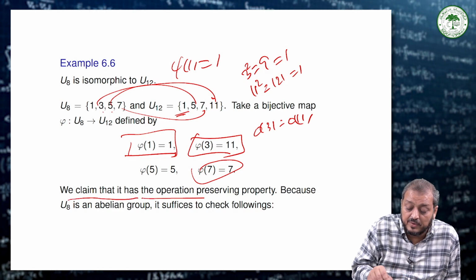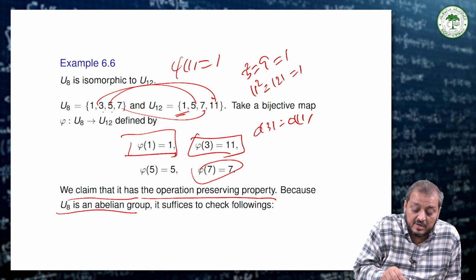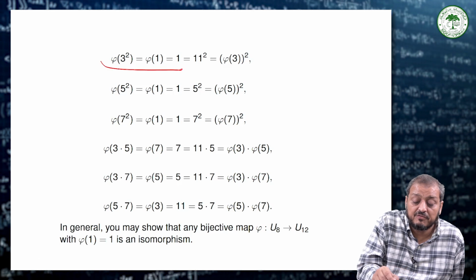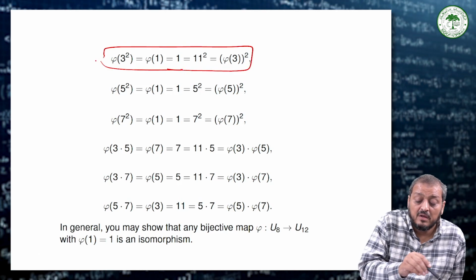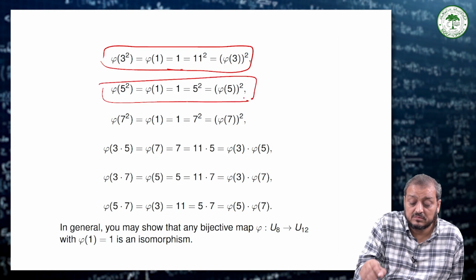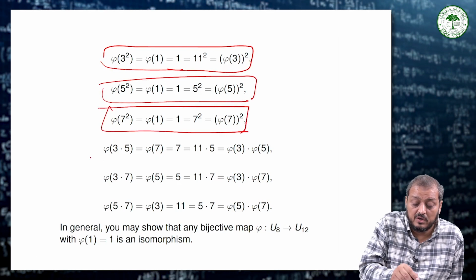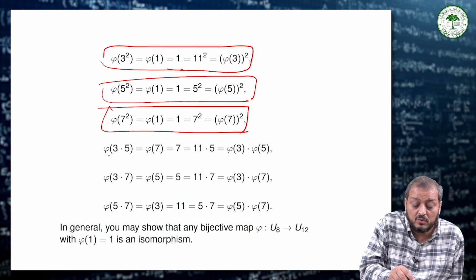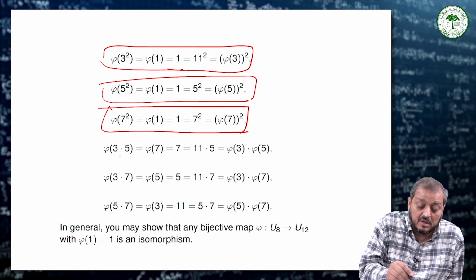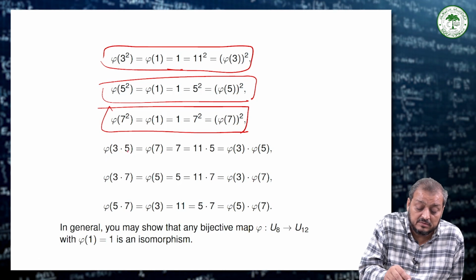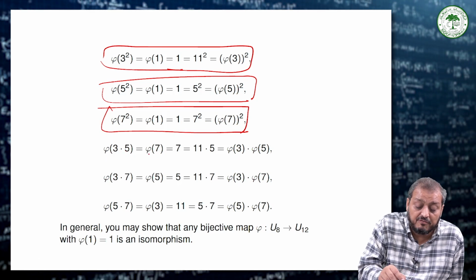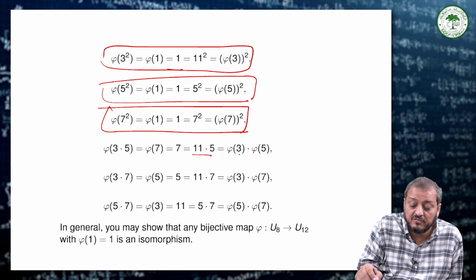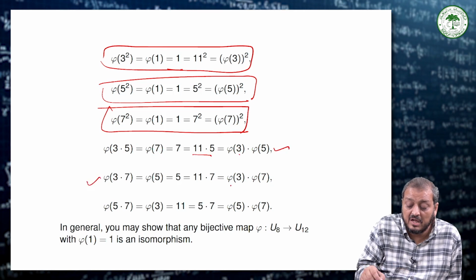We claim that it has the operation preserving property because U8 is an abelian group, so it suffices to check the following. Phi of 3 is the same as phi of 1, and 11 is also the same, and 5 squared also has order 2. Then for the composition, phi of 3 times 5 is equal to phi of 7, and 7 can be written as 11 times 5, so phi of 3 times 7 can also be written in this form.